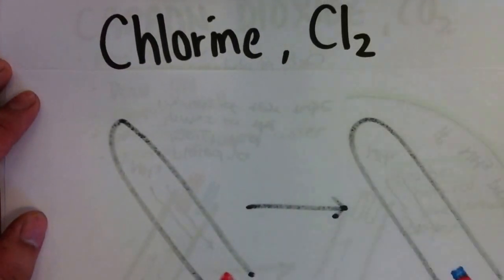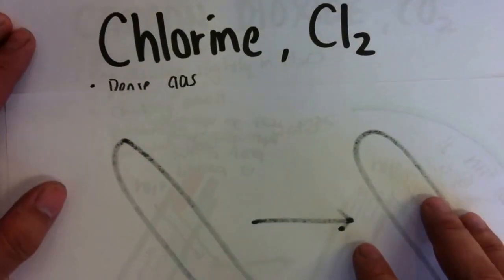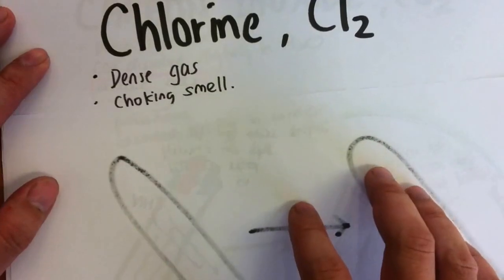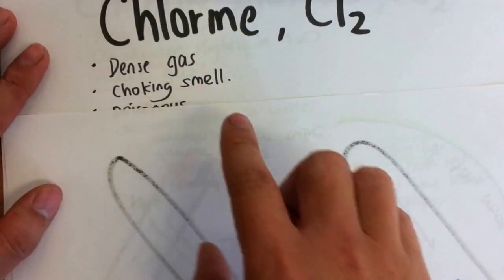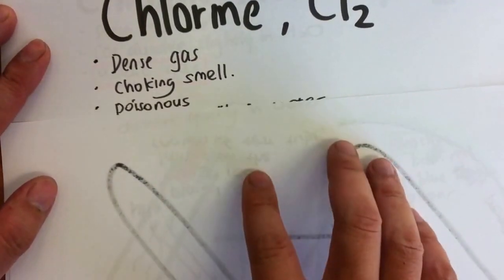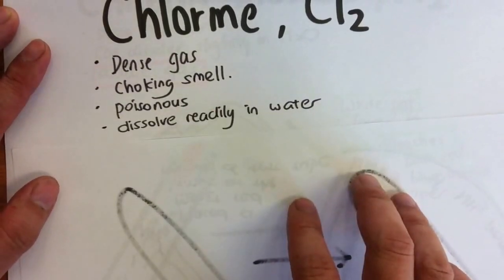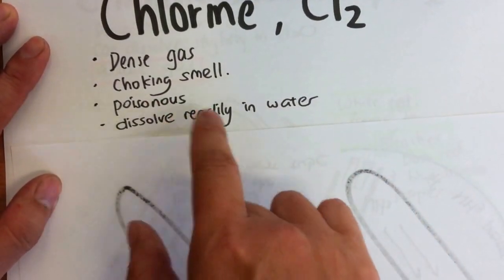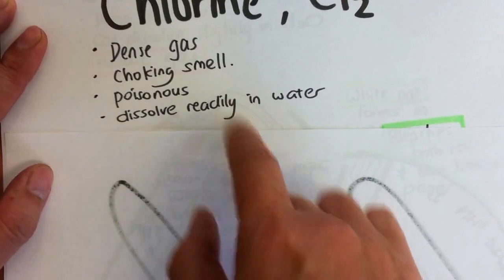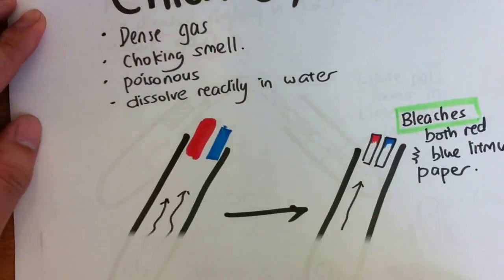Okay, chlorine gas. It's a World War I gas. It's dense, it's heavy. It has a choking smell. It goes down to your throat, it stays there. It is poisonous. However, chlorine gas dissolves in water, and this is commonly used in swimming pools to kill bacteria.